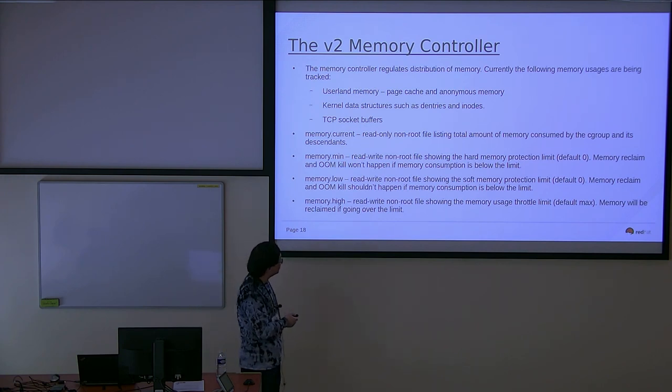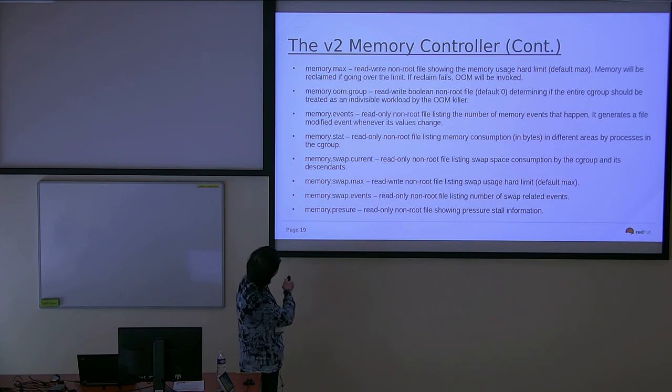the soft memory limit, and then you have memory.high, which is the soft limit where memory reclaim will happen. If you exceed that limit, then the system will try to reclaim some of the memory. And then you have memory.max, which is the absolute limit, so you can't go higher than that. If you try to go higher than that and memory can't be reclaimed, the OOM killer will be invoked there to kill some of the processes.